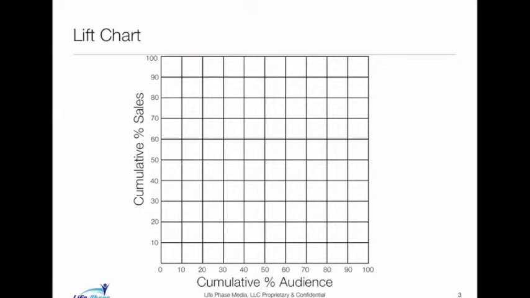So what would you expect to happen as we started contacting this audience, assuming that we weren't using age targeting at all, that we were just randomly exposing these consumers to the offer? You might expect a line that looks like this. As you call or expose 10% of the audience to the offer, you would expect to generate 10% of the total sales. As you expose 20% of the audience to the offer, you would expect 20% of the sales.